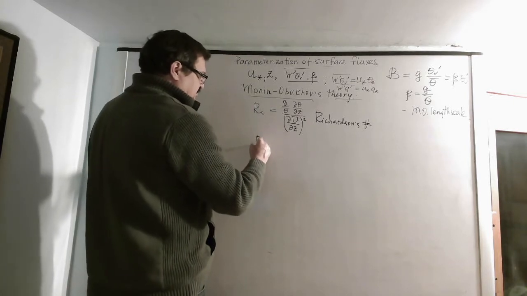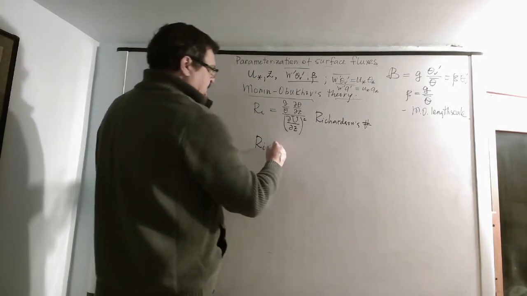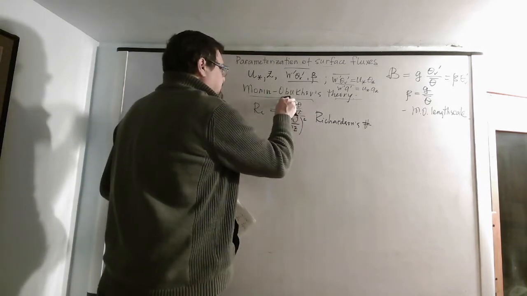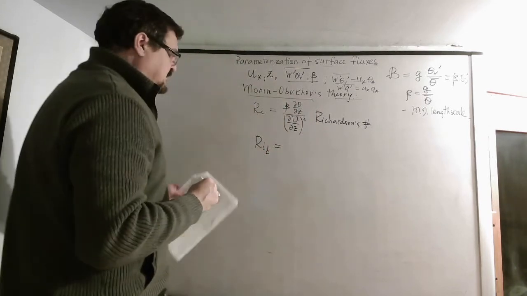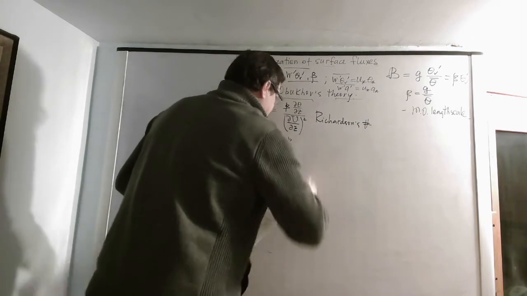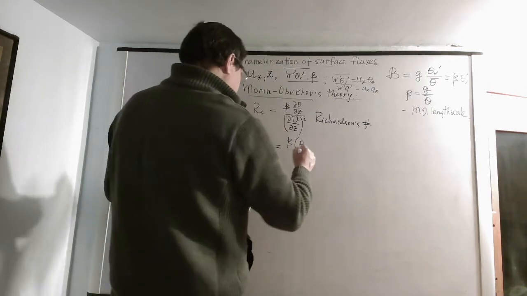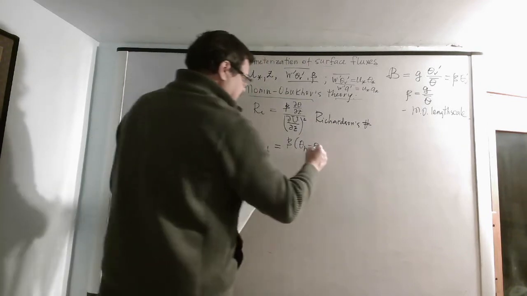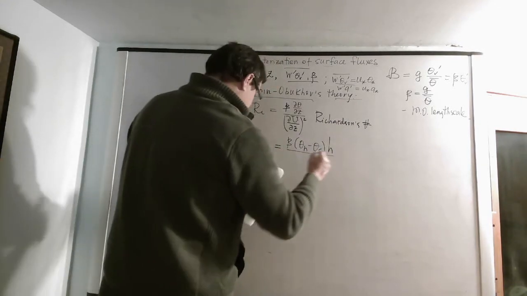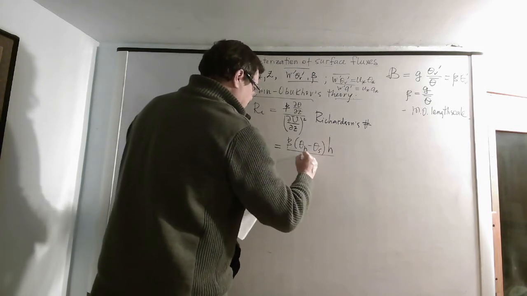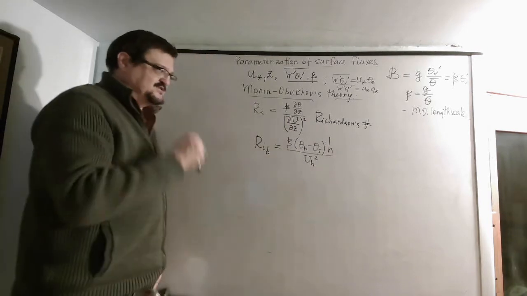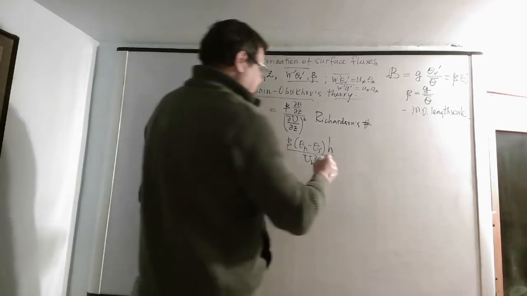So this would be called the bulk Richardson number, which is basically this beta times delta theta, and delta theta is just theta h minus theta s, times h, divided by u h squared. So u h squared is just delta U squared. So this is the bulk Richardson number.